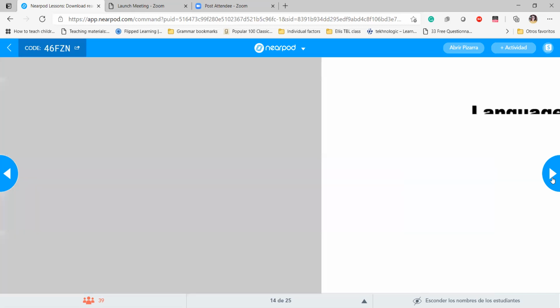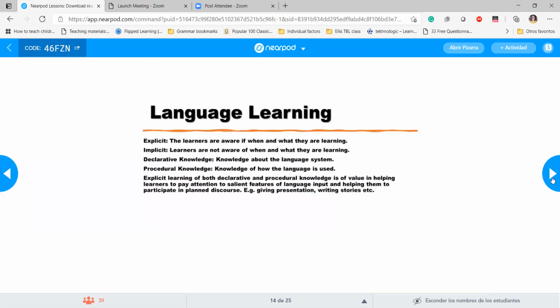Also, we're going to have explicit learning, where the learners are aware of when and what they're learning. We're also going to have implicit learning, where learners are not aware of when and what they're learning. They're just doing things and naturally acquiring the language. And then we're going to have two types of knowledge.